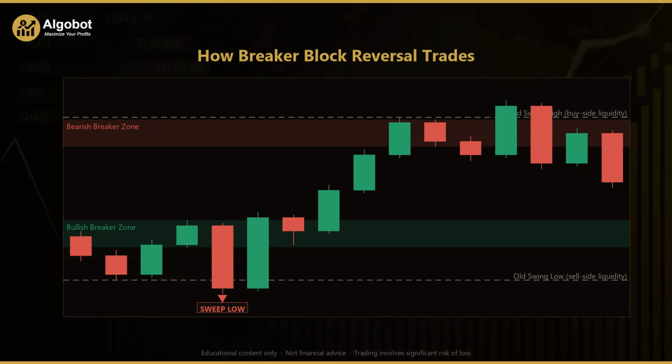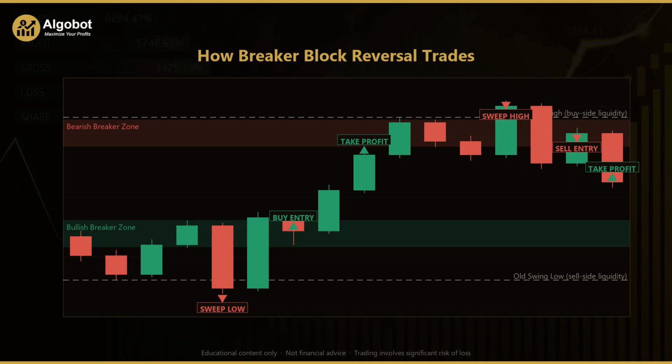Price pushes higher and prints an old swing high, the upper gray line, where buy-side liquidity sits. A down candle leaves the red band, our bearish breaker zone. On candle 13, price spikes above that old high and sweeps the stops, then immediately closes below the prior swing low to confirm a downside shift.